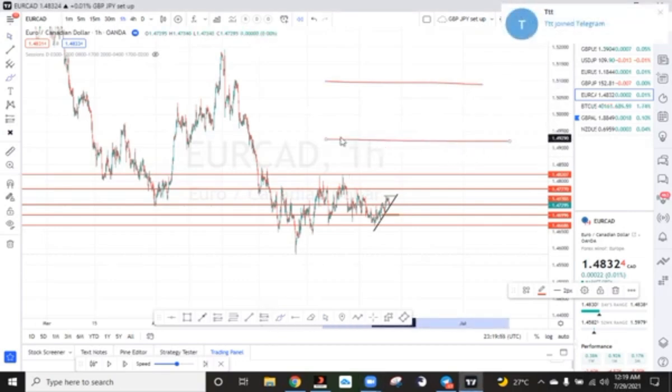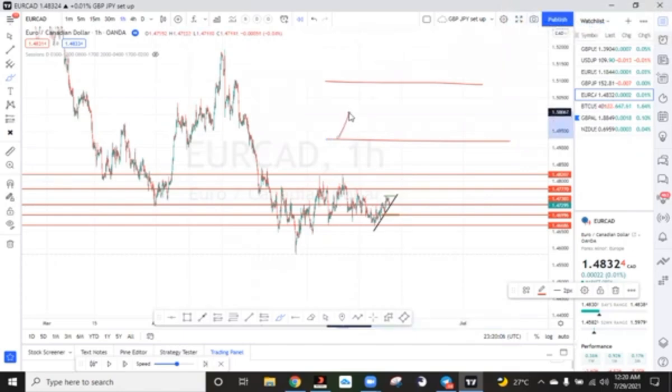When you see price in an indecision period like this, price tends to move with more liquidity. Why do I say it moves with more liquidity? You'll see the bulls say, no, I don't want. The bears will say, never. The bulls will say, no way. The bears will say, never. The bulls will say, no.